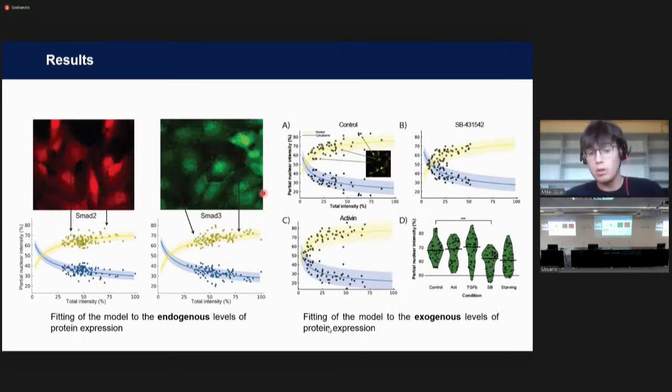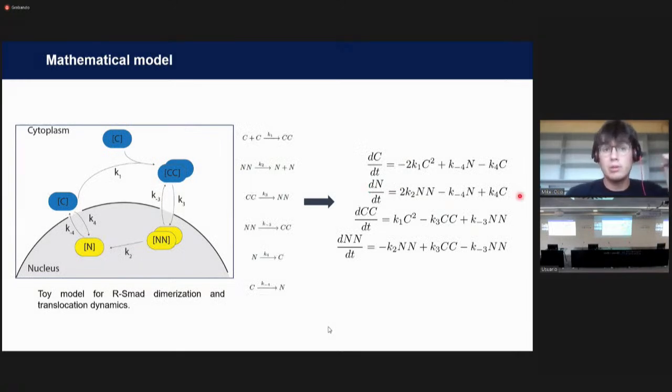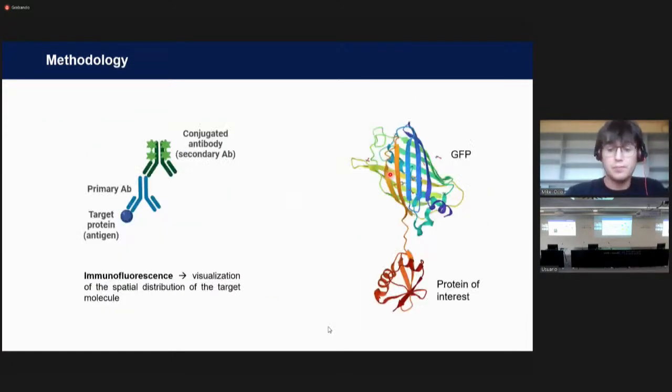So we can fit our model to our experimental data, which is this percentage of nuclear intensity with respect to the total intensity. And taking the value of the rates from the literature, we are able to fit the model to the immunofluorescence results, which are the endogenous levels of the protein expression. And this differential translocation effect is explained by the nonlinearity of the model, since here we have a square due to the dimerization of the protein.